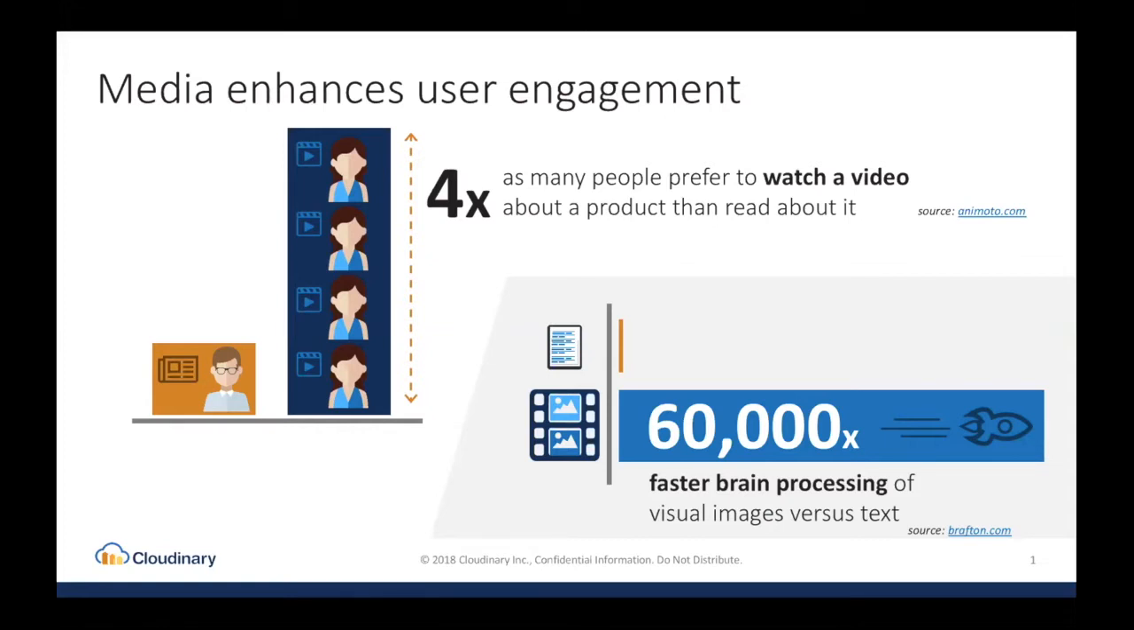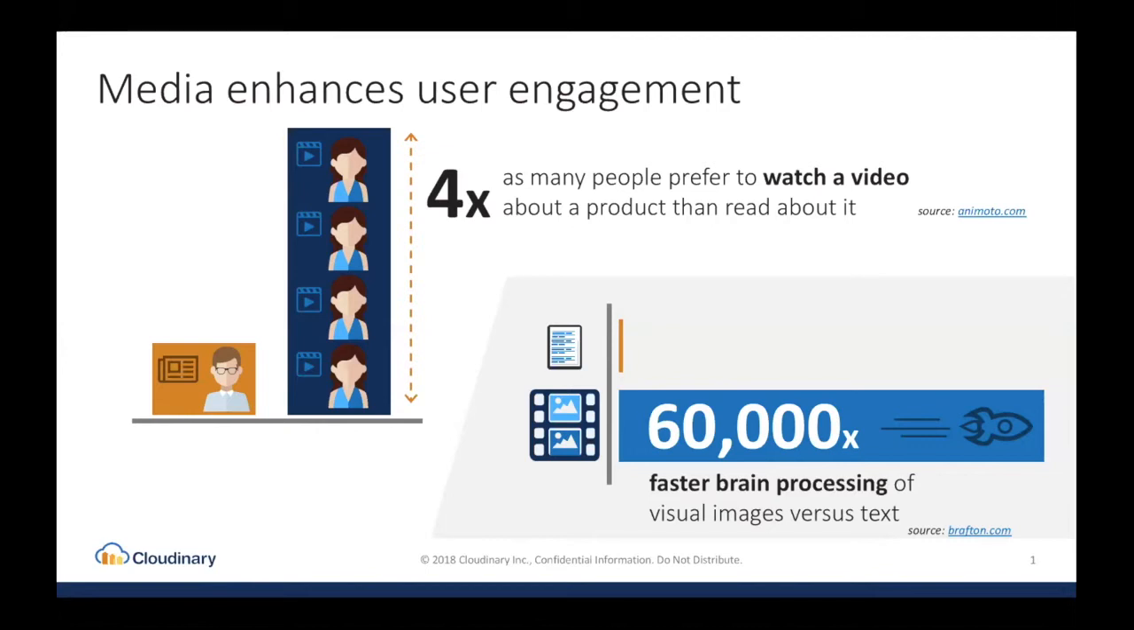And there is both user preference data as well as scientific data to show that end users engage with media far better than they engage with text. There is research from Animoto, which is a video company, that highlights the fact that 4 times as many people prefer to watch videos than to read about it. And probably one of the most interesting data points that we've seen in recent times is that the human brain actually processes visual images about 60,000 times faster than processing text.